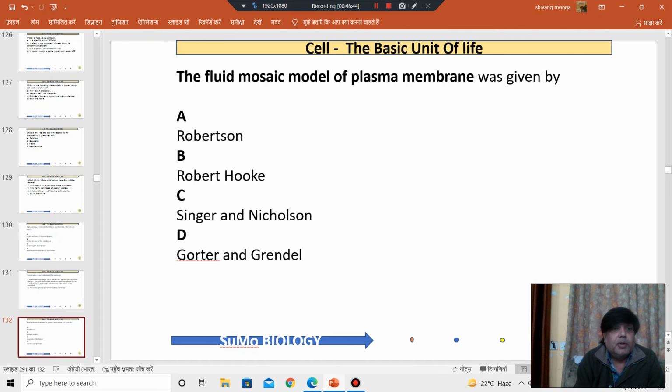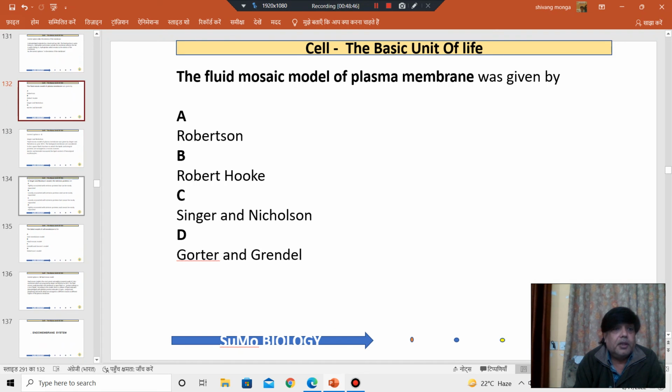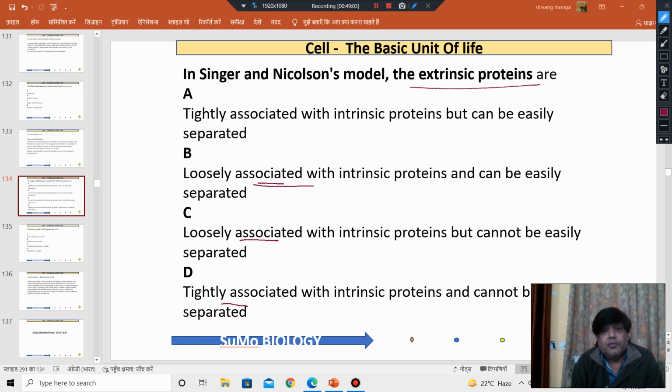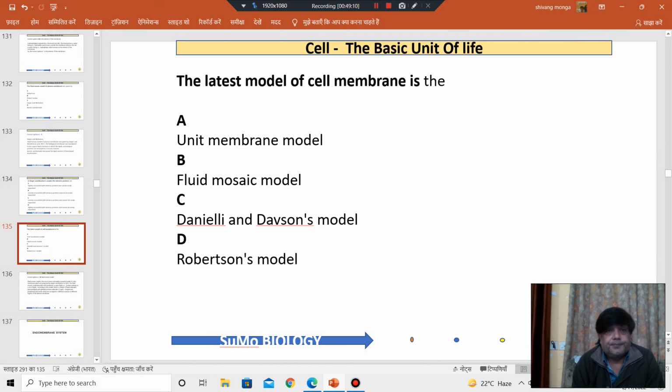The fluid mosaic model was given by Singer and Nicolson in the year 1972. In the Singer and Nicolson model, the extrinsic proteins are situated towards the periphery and are easy to extract. They are loosely associated with intrinsic proteins and can be easily separated. The latest model of the cell membrane is the fluid mosaic model.